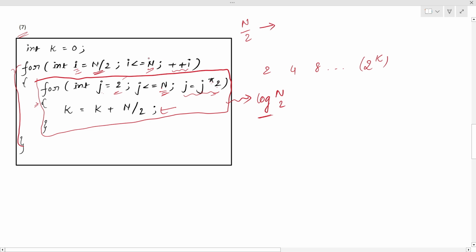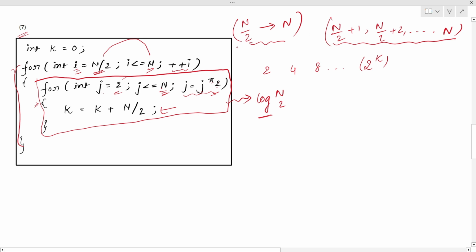So this loop is running from n by 2 till n, right? This is the actual thing for this first for loop, and every time you can see i is getting incremented by 1, something like this, and it goes until n. So what is the complexity for this? It is as simple as that, linear complexity, right?